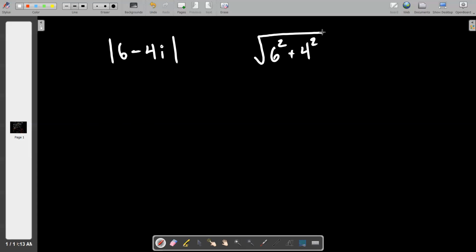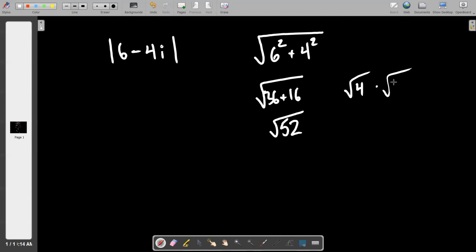Super quick and easy. What's 6 squared? What's 4 squared? What's 36 plus 16? So the answer in its unacceptable form is root 52. How do we break down a root 52? 4 times 13.